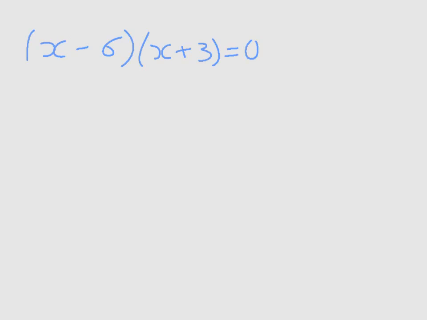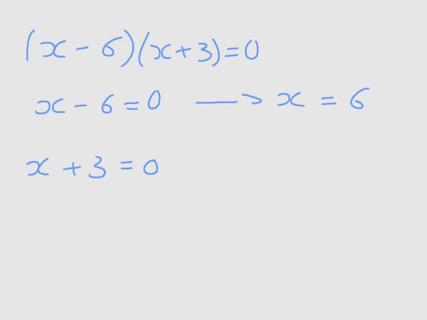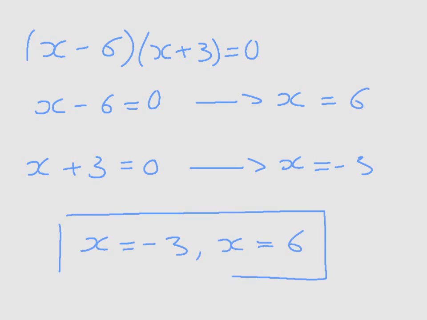For that to be equal to 0, as we said earlier on, either x minus 6 will be equal to 0, or x plus 3 will be equal to 0. This first equation leads us to the answer x equals 6, and the second equation leads us to the answer x equals negative 3. So our quadratic equation has two solutions, x equals negative 3 and x equals 6. And we're done.